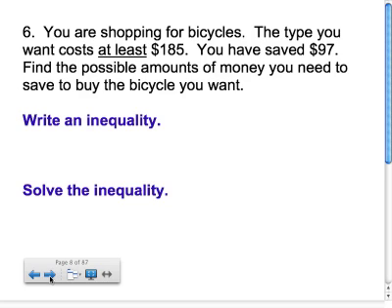You've saved $97. Find the possible amounts of money you need to save to buy the bicycle you want. Okay, so here's the deal. I see at least $185, so that tells me something. And I already have $97. Okay, so I know that I have to save so many more dollars to buy the bike.